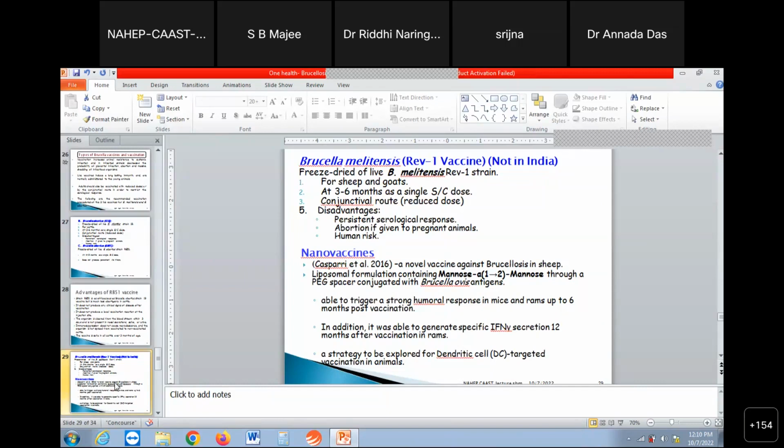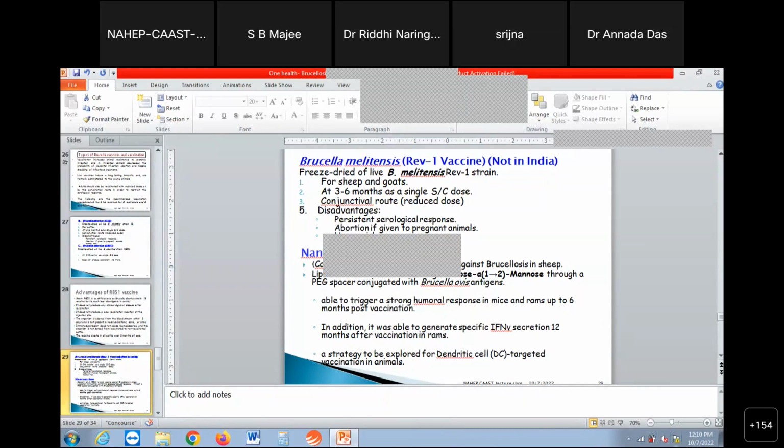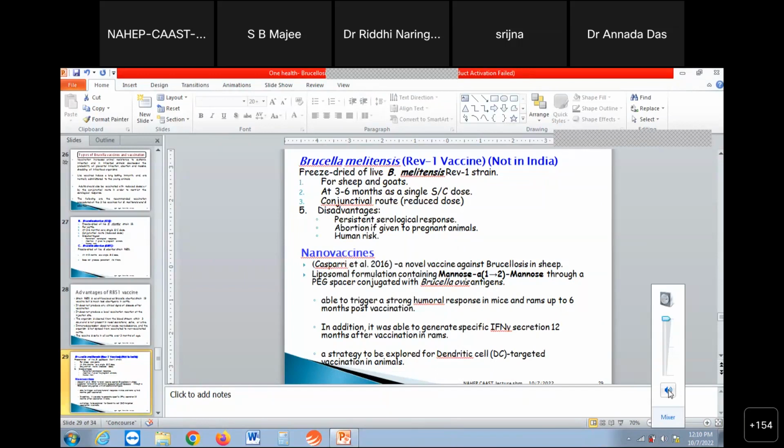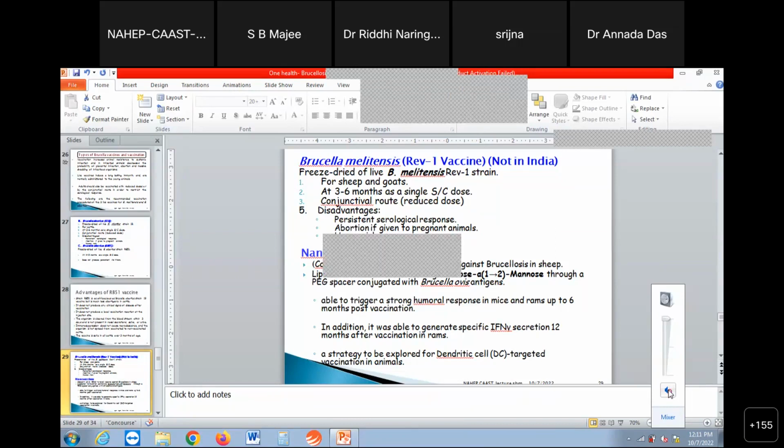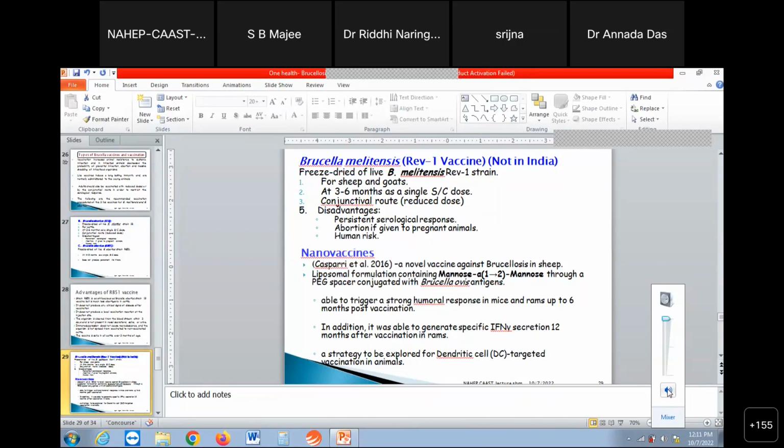Now, this nano vaccine can be prepared in a liposomal formulation, using mannose through a polyethylene glycol spacer conjugated with Brucella ovis antigen. So that could be one. And it is able to trigger a strong humoral response in mice. And also it has been checked in rams up to 6 months. In addition, it was able to generate specific interferon gamma secretion after vaccination in rams. And it is a strategy to be explored for dendritic cell targeted vaccination of animals.